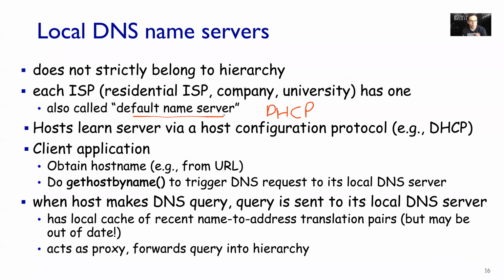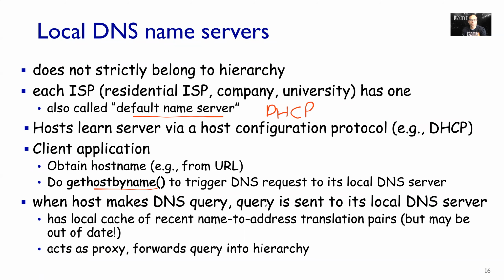The client application: anytime you have an application that uses a host name, like say your browser, and you need this mapping, the client app will trigger a system call called gethostbyname, which will then trigger this DNS query to be sent to the local DNS server.